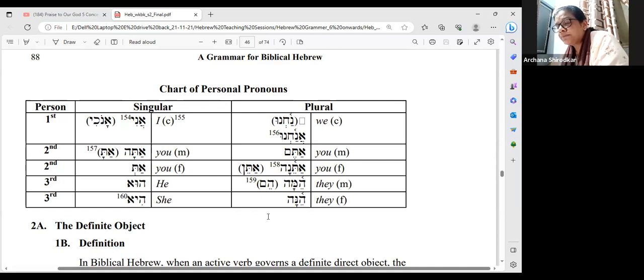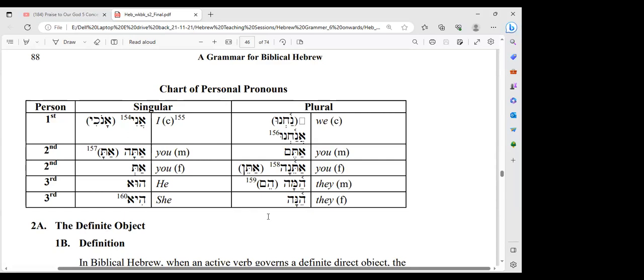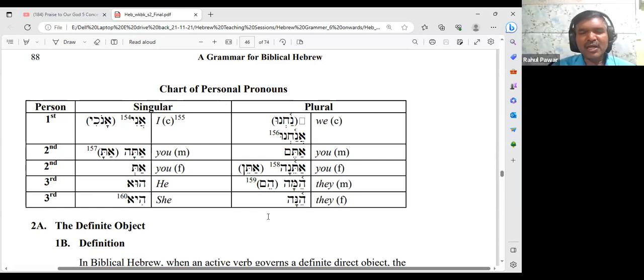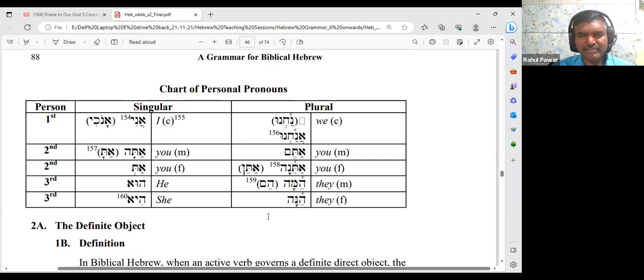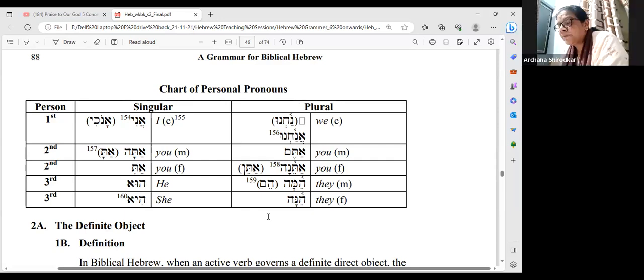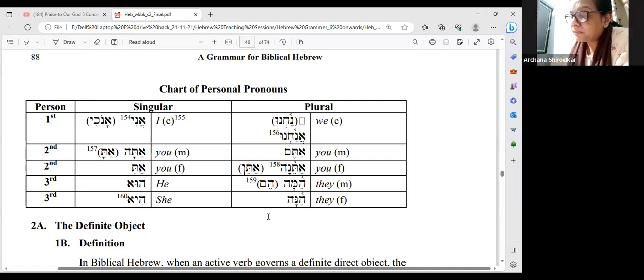Then third person, feminine singular: Hi. Hi means she. And third person, feminine plural: Hena. That one form I also told you, Hen or Hena. So Hen is also acceptable. Hen, Hena is they, feminine.